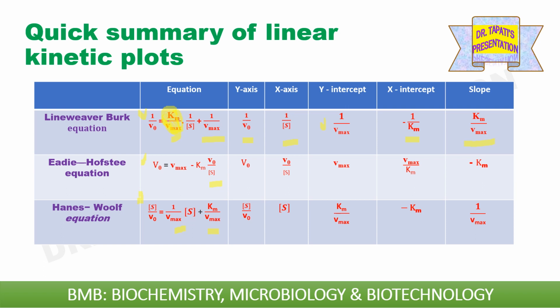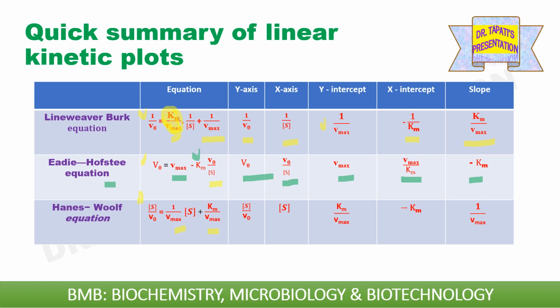Now if you compare, or if you see the Eadie-Hofstee equation, you can find that the graph is v0 versus v0 by S, and y-intercept is Vmax, you can see from this equation, and x-intercept is Vmax by Km, and slope is minus Km. You can find it from this equation.